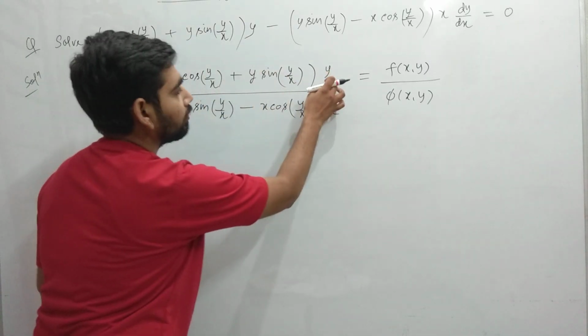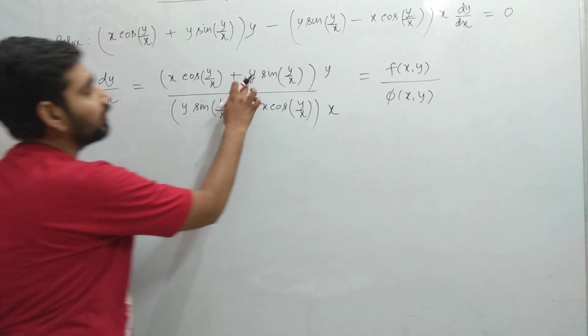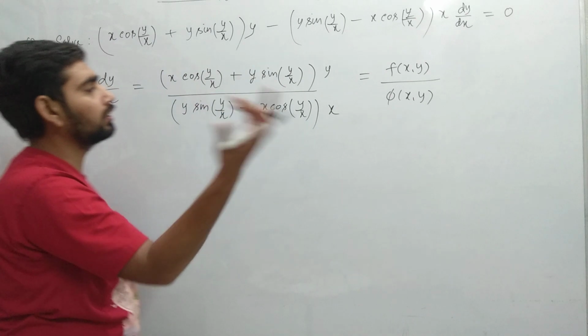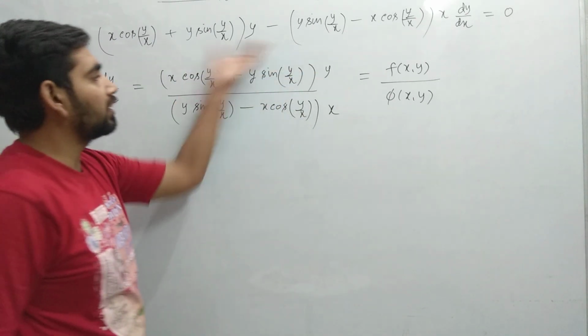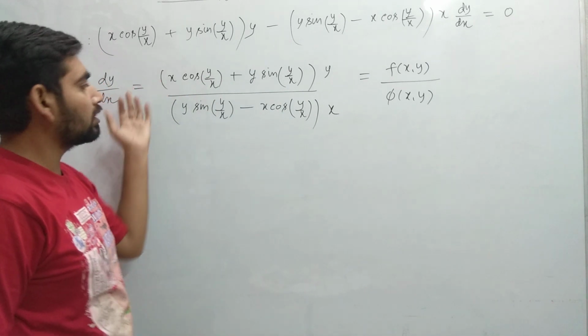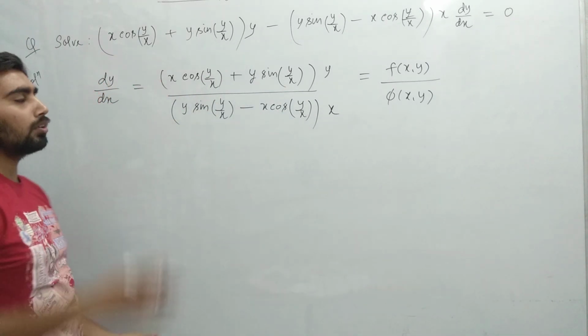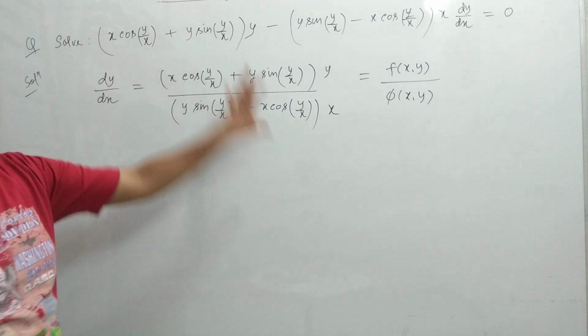X on multiplication with y will give degree 2. Y on multiplication with y will give degree 2. Degree 2, degree 2. On addition, degree will not change. So numerator is degree 2. Denominator, in the similar method, the denominator will also have degree 2. So it is a homogeneous differential equation.